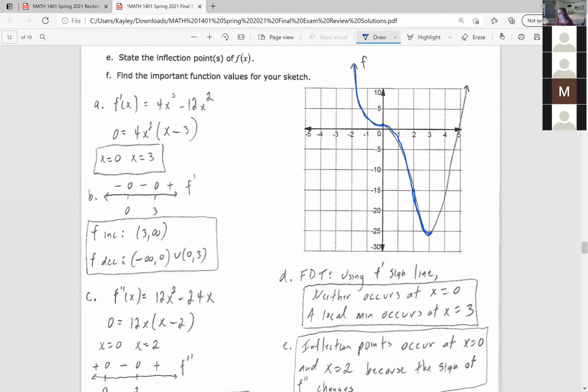So yeah, I get that this is a little trickier to see in the graph. I feel like the one at 0 you can kind of tell, but the one at 2 is a little more subtle in my opinion. But yeah, it just goes into the fact that the function switches concavity at those points. Okay, thank you. Yeah.